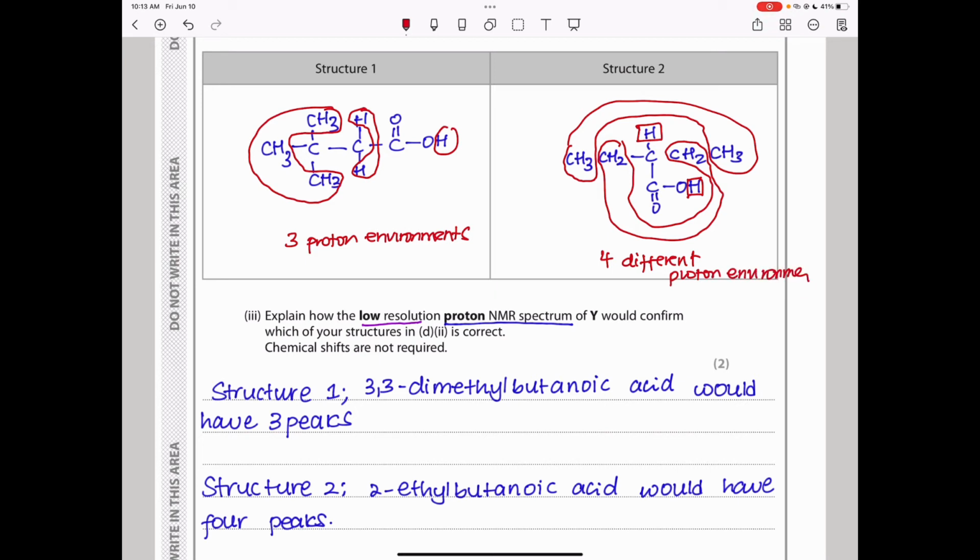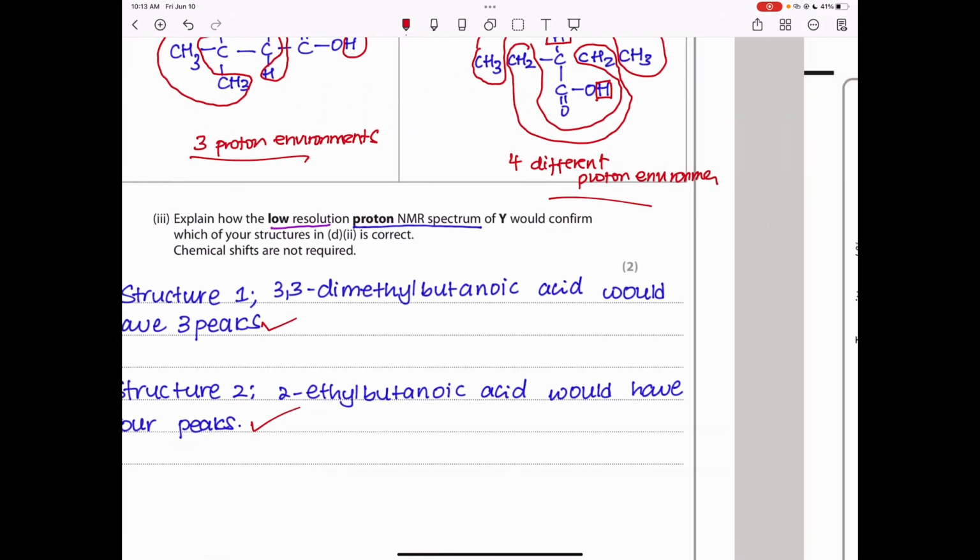So the difference between their hydrogen proton NMRs would be, this would have 3 and that would have 4. That's the difference. So here I say structure 1, which is 3,3-dimethyl butanoic acid, would have 3 peaks, and structure 2, which is 2-ethyl butanoic acid, would have 4 peaks. So that is the difference between the two. Let's go to the next part.